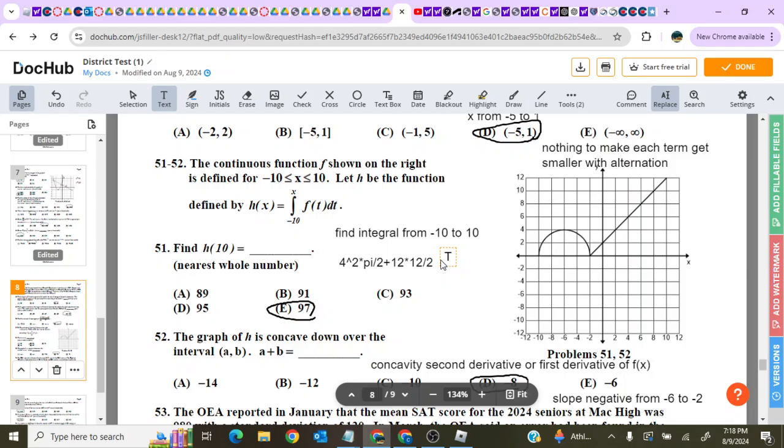h is concave down over the interval a to b. A plus b is what? This graph shown is the derivative of h, and concavity is based on the second derivative. So the derivative of f of x is equal to the second derivative of h of x. It's concave down whenever that value is less than or equal to 0. In other words, when is the slope of this graph negative, which happens from the point negative 6 to negative 2. Negative 6 minus 2 is equal to negative 8.